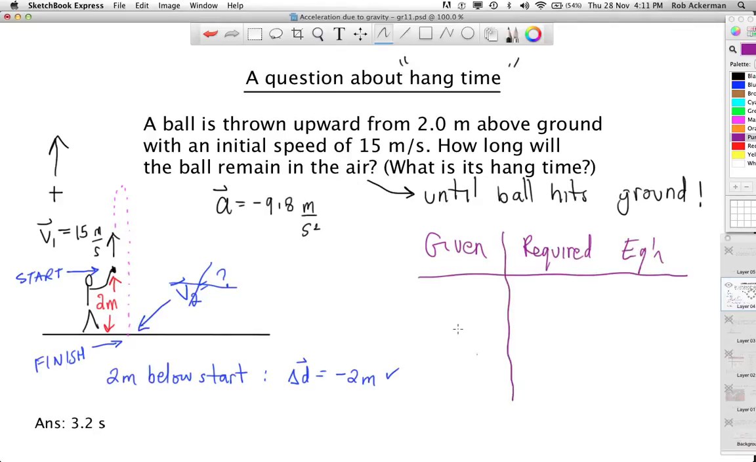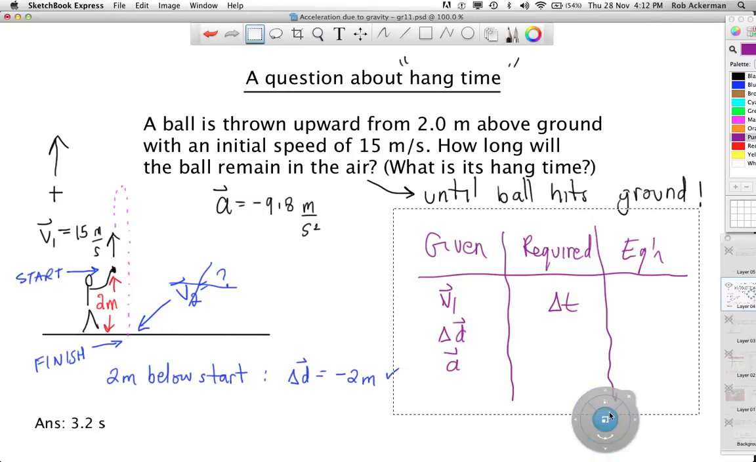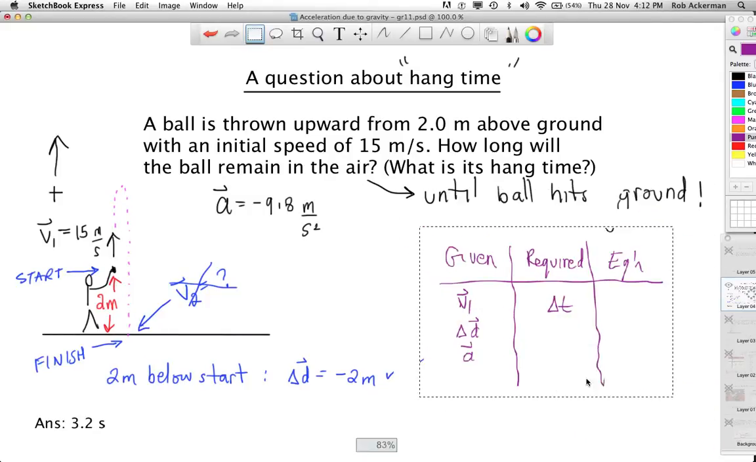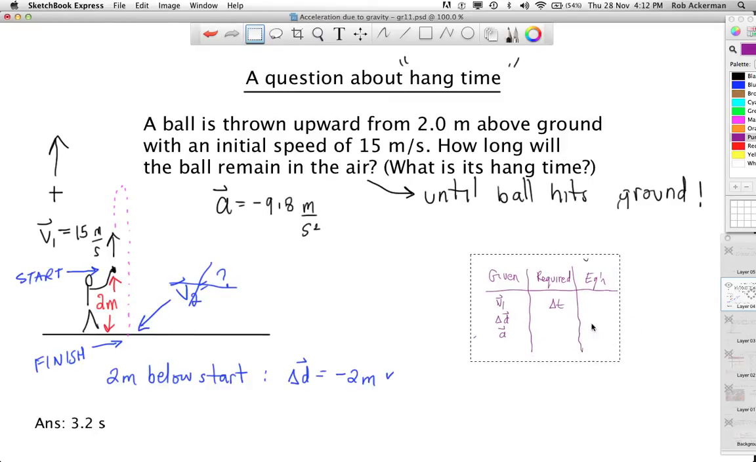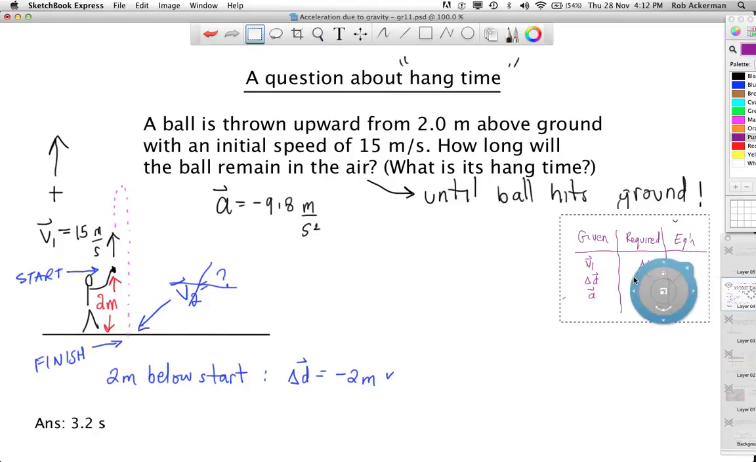What are we given in this question? Well, we're given V1. We are given delta D. We are given the acceleration. And we're asked for the time, right? The hang time. What is the equation to use? Well, let me create a little bit more space here by shrinking that down, because I'm going to need a little bit of room. There we go. What equation should we use?